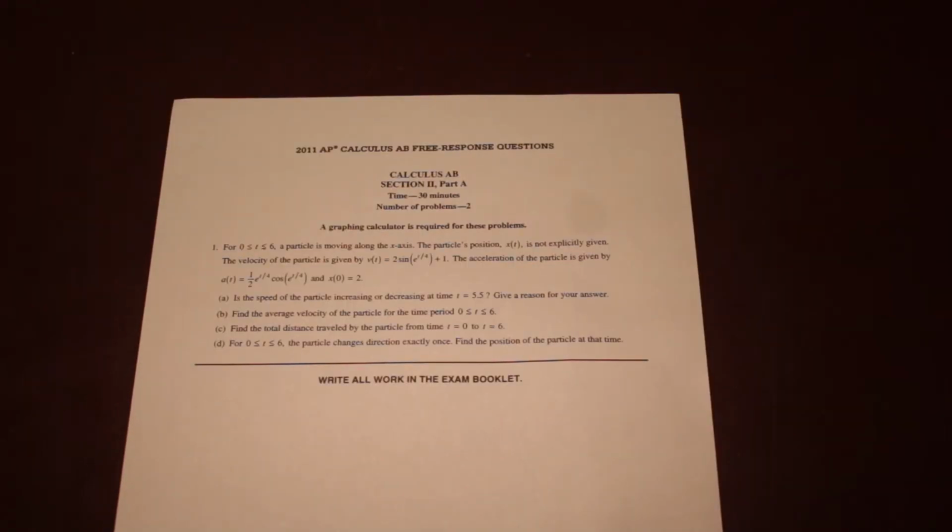Finally, part D. From time 0 to 6, the particle changes direction exactly once. Find the position of the particle at that time. What we need to do is set the derivative of the position function equal to 0 to find the critical number. That's the x value where the position function changes from increasing to decreasing, or vice versa. Luckily, we already have the derivative of the position function, which is just the velocity function.